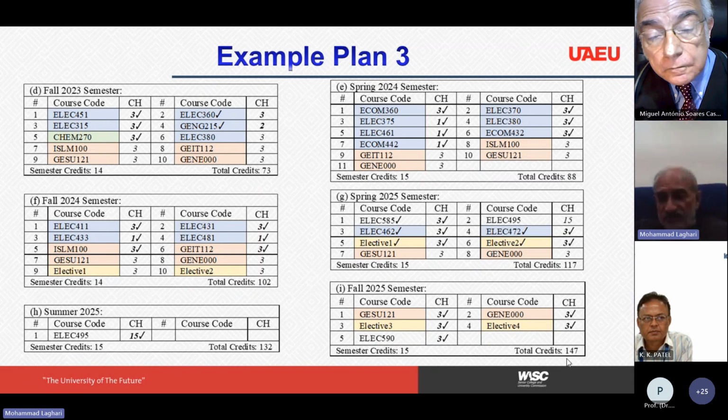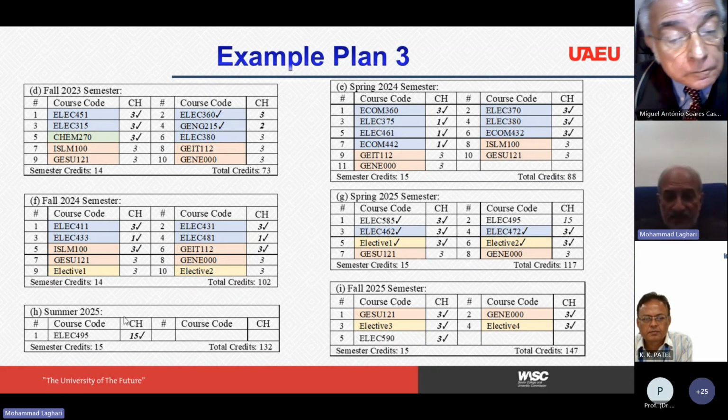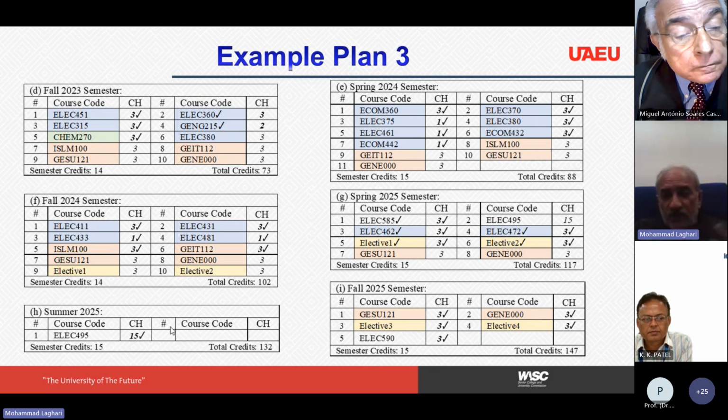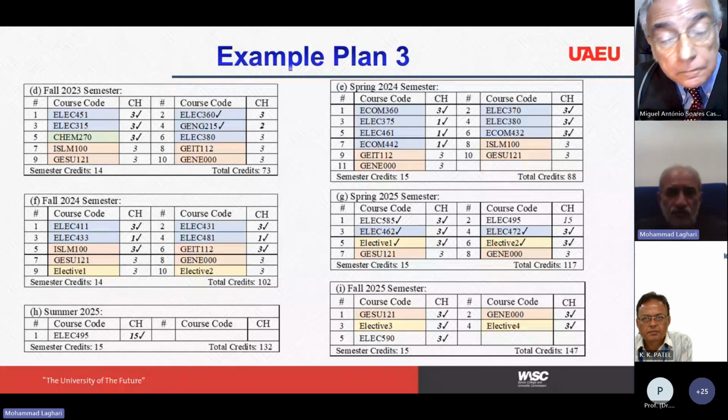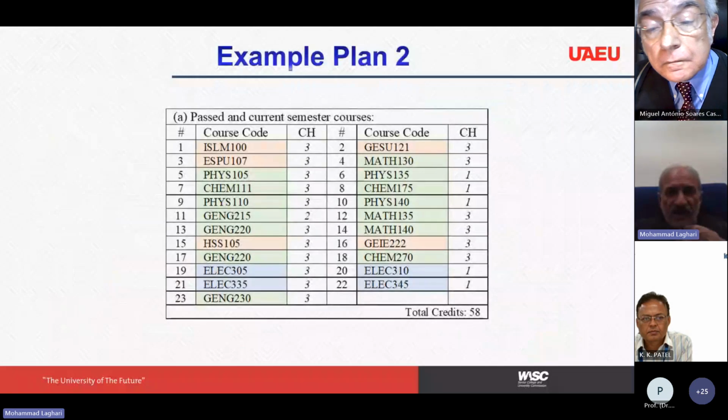So this completes 147 credits here. Here the summer training is there. Now we have 2 summers, but at that time, only 1 summer of 2.5 months, students will be able to take that. So I'll show you another plan and then I'll conclude.